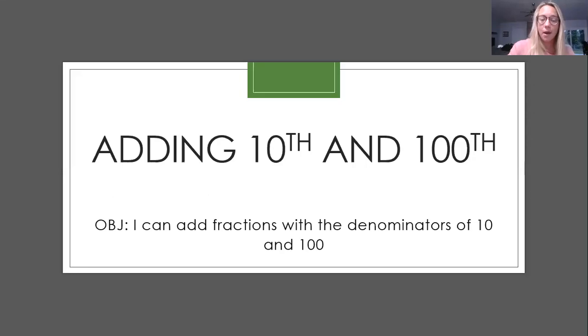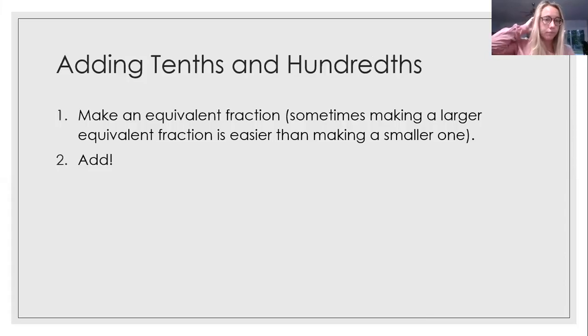Now let's talk a little bit about adding them. So we know that when we're adding fractions, they have to have the same denominator, but these are not going to. So step 1 is to make an equivalent fraction. I typically recommend making the larger equivalent fraction, so making hundredths, because that's going to be easier for you. And we do this because we need the bases to be the same. We need the denominators to be the same. Step 2 is add.